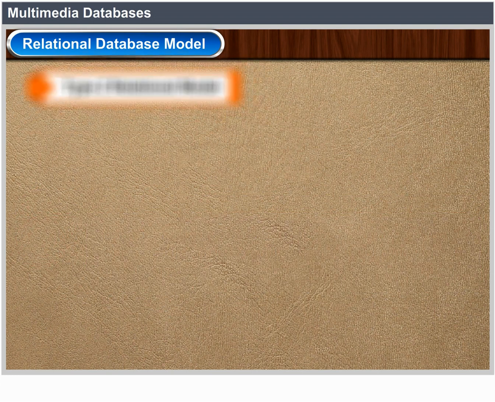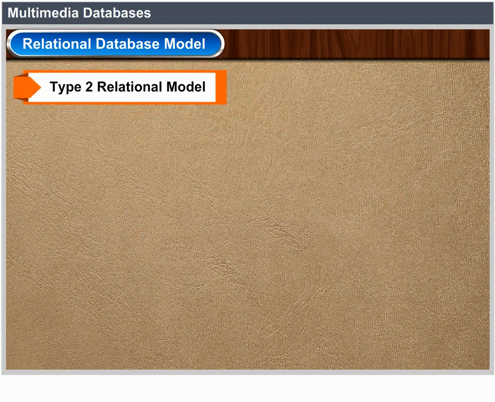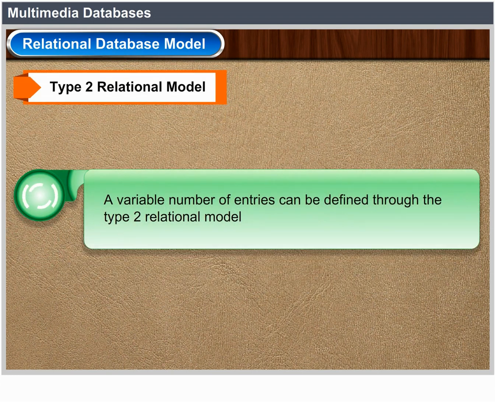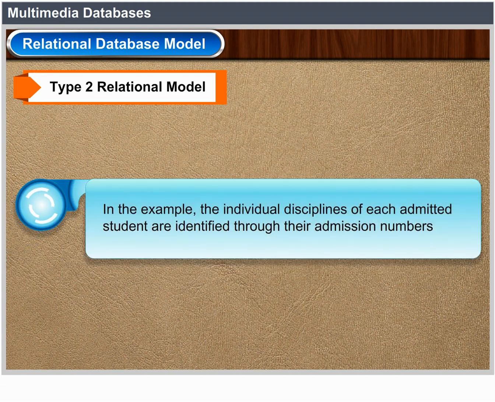Type 2 relational model. A variable number of entries can be defined through the Type 2 relational model. In the example, the individual disciplines of each admitted student are identified through their admission numbers.